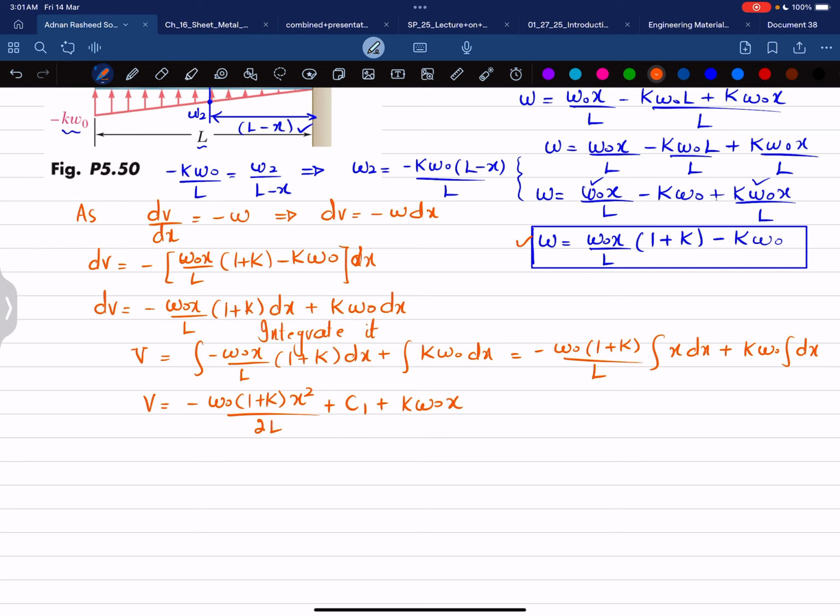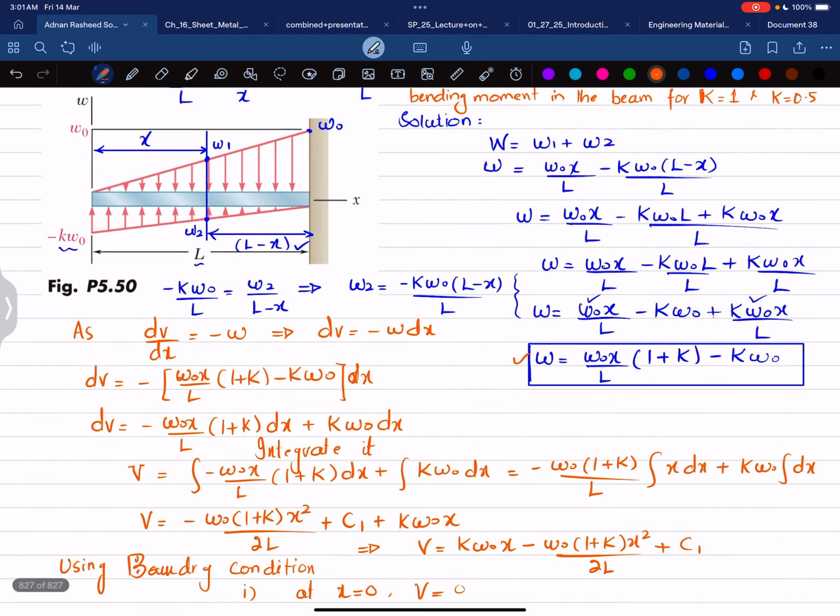We will rearrange that, so the shear force will be equal to K into W naught x minus W naught into 1 plus K into x square over 2L plus C1. Now you can see C1 is a constant of integration. So using boundary conditions, we will find this C1. What is the boundary condition? The boundary condition is that at x equal to 0, the shear force is equal to 0.